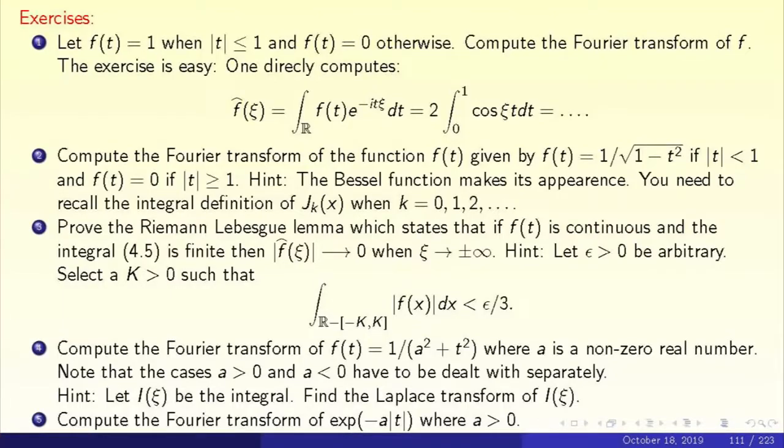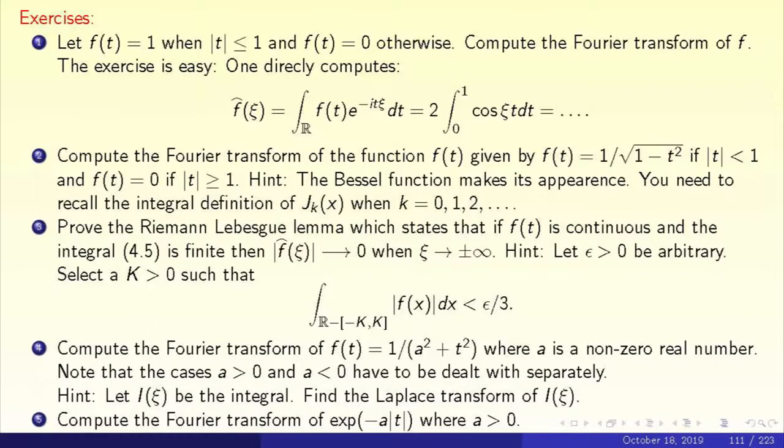Okay, this is an easy exercise. What is the definition of Fourier transform? F hat of chi equals the integral over the real line of f of t e to the power minus i t chi. But f of t is 0 outside the interval minus 1 to 1, and in the interval minus 1 to 1, f is a constant function, so f is an even function. And what is e to the power minus i t chi?